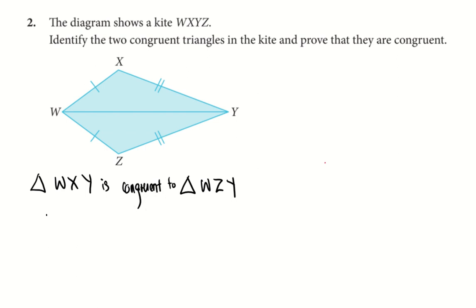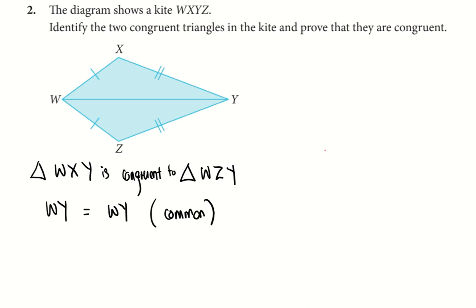Okay, Caden saw WY from the first triangle. This is definitely equal to the WY in the second triangle, right? Why are they equal? They share the same common length. Can you all see? So please write down the word common. Make sure the order is the same.